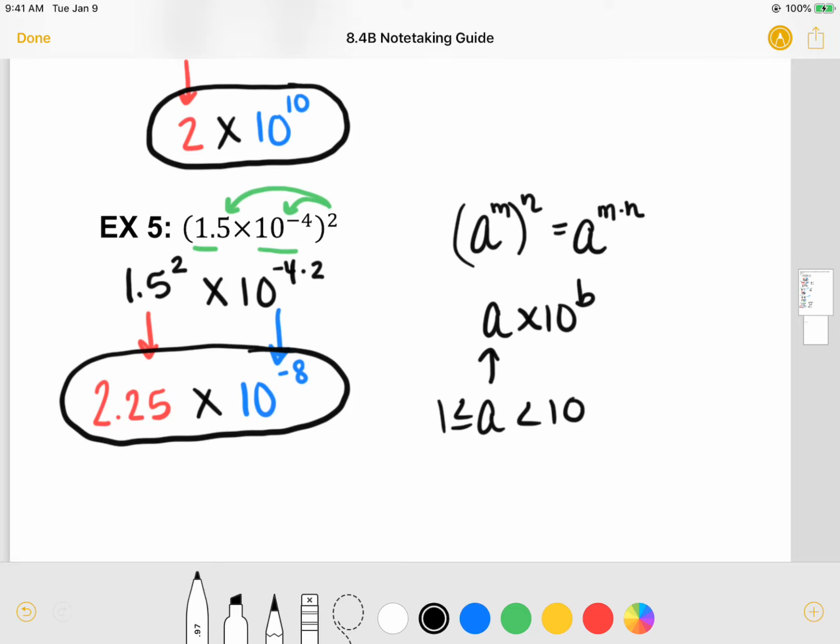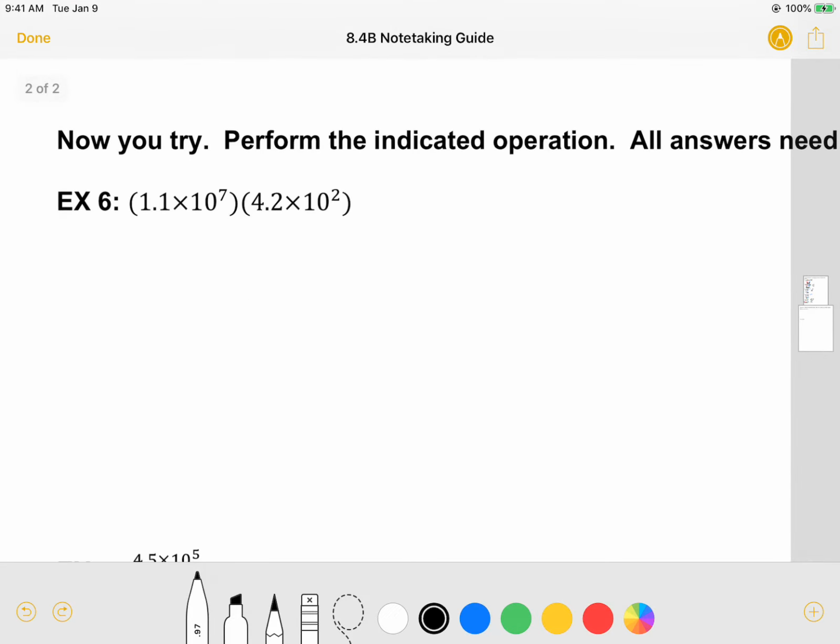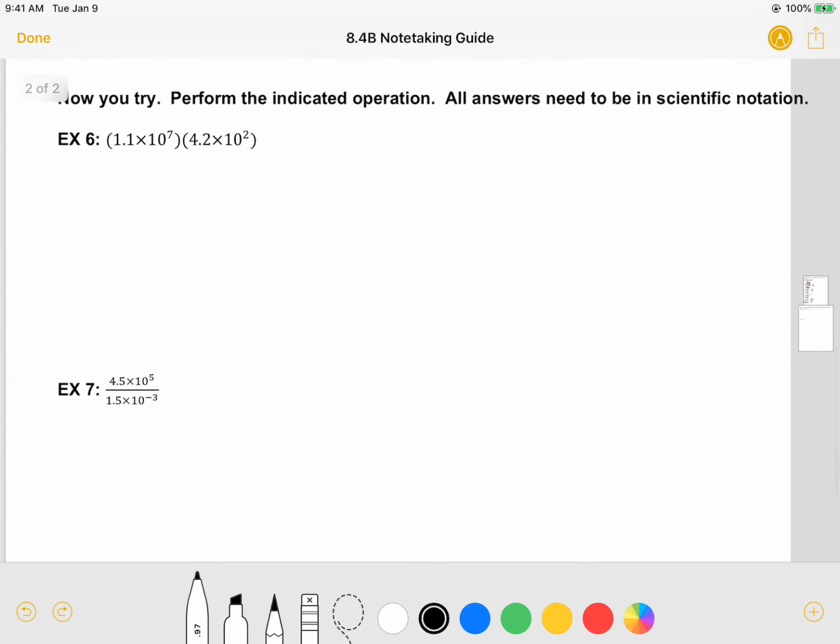Okay? All right, so let's go ahead and flip over to the back side here. And what I want you to do is try a couple of these on your own. You're going to do 2 problems on your own, and all of your answers need to be written in scientific notation. So I want you to go ahead and pause the video. You're going to do both questions, and when you're ready to check your solution, go ahead and hit play, and we'll talk about what the correct answers should be.